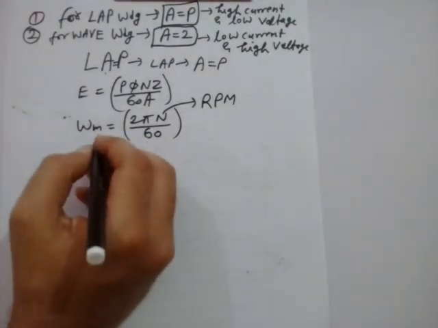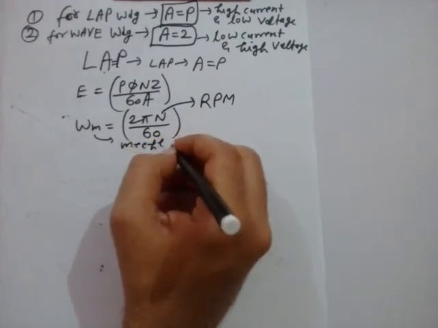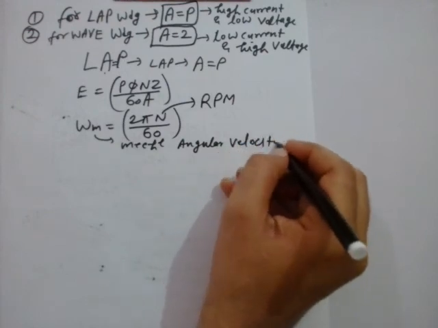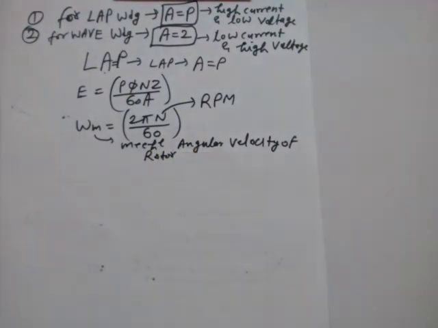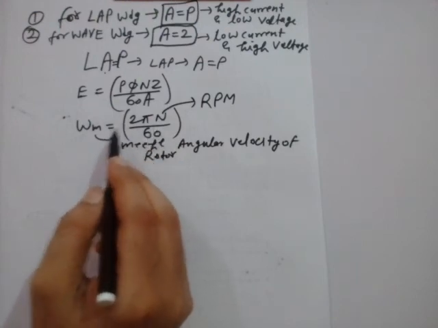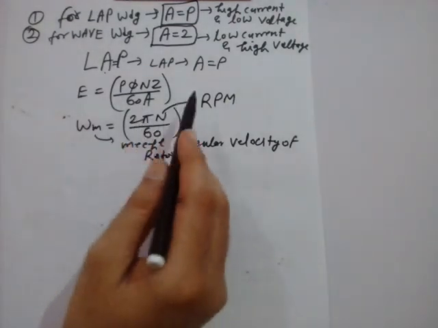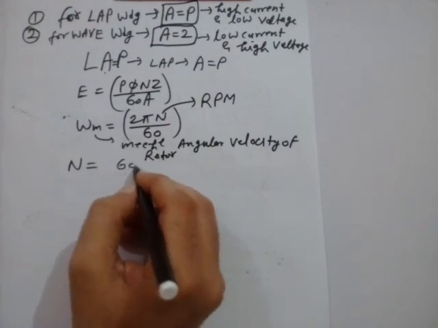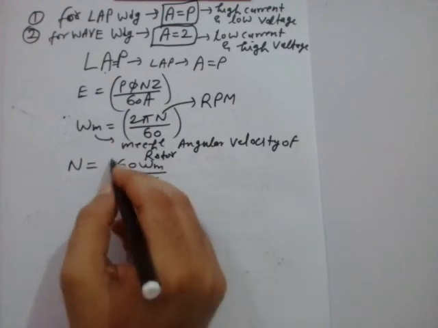So omega m is the mechanical angular velocity of rotor. Here, omega is not 2 pi f, remember, omega is the mechanical angular velocity of rotor. It is 2 pi N by 60, where N is revolution per minute speed. So from here you can calculate N. It is N is equal to 60 omega m by 2 pi.